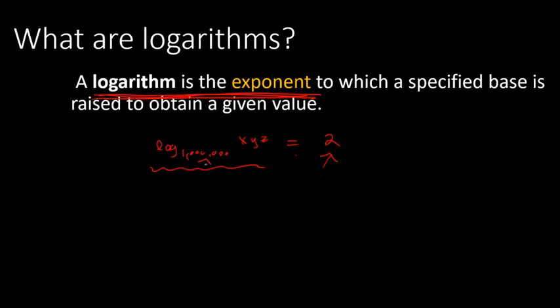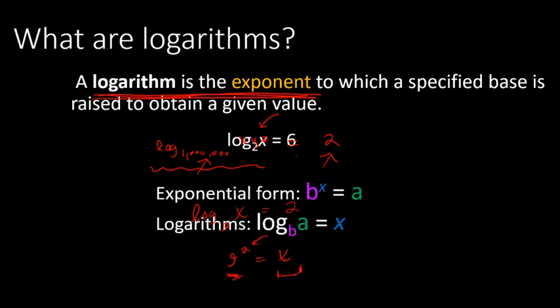So this is my base, that's my value. So if I have log base 9 of x equals 2, I'm saying that 9 to the 2 equals some value of x, okay? I'm taking this specified base 9, and I'm raising it to this exponent to obtain a given value x. All right, a logarithm is an exponent.